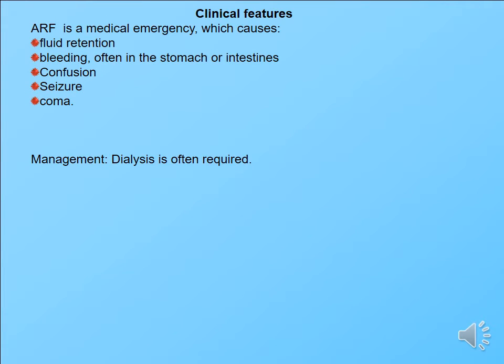The clinical feature of acute renal failure is a medical emergency, which causes fluid retention, bleeding often in the stomach or intestine, confusion, seizure, and coma. For management, dialysis is often required.